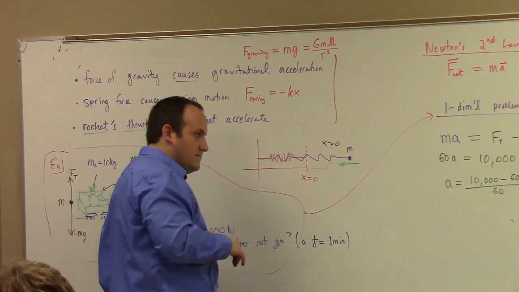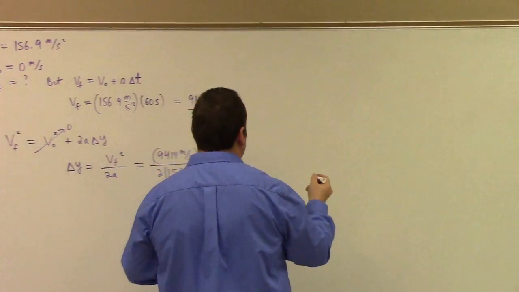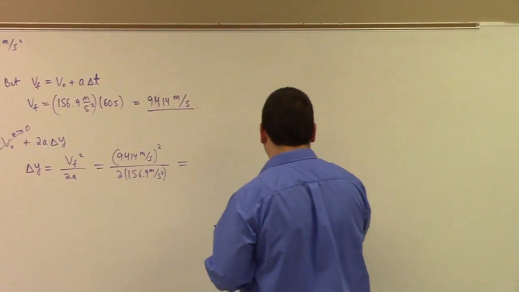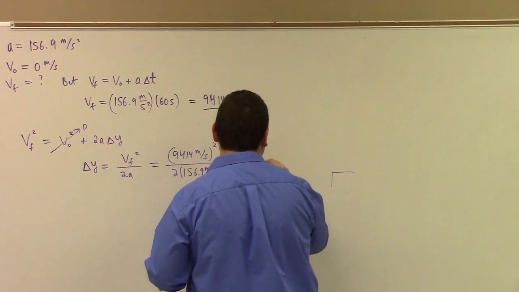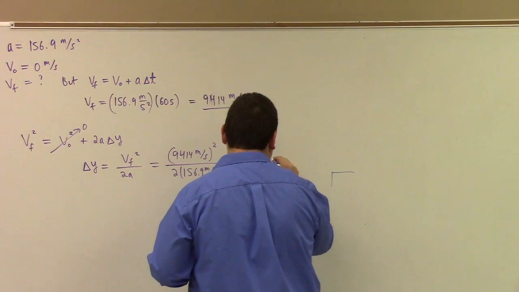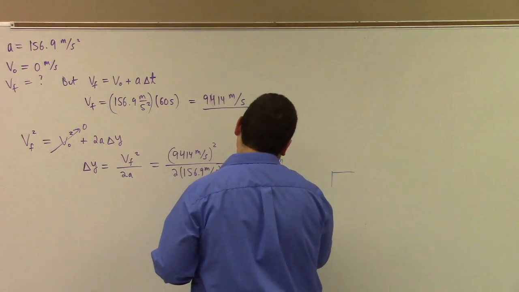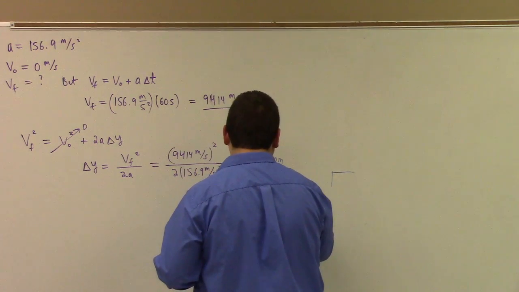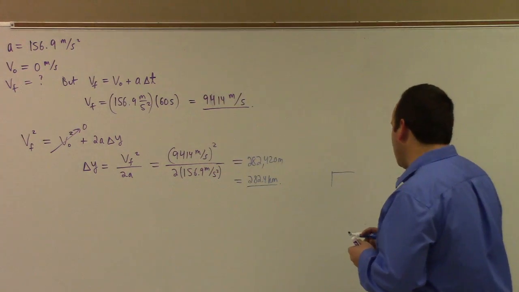How high is that? 282,420 meters. So yeah, okay. So about 282.4 kilometers high. Not too shabby. Yeah, that's up there.